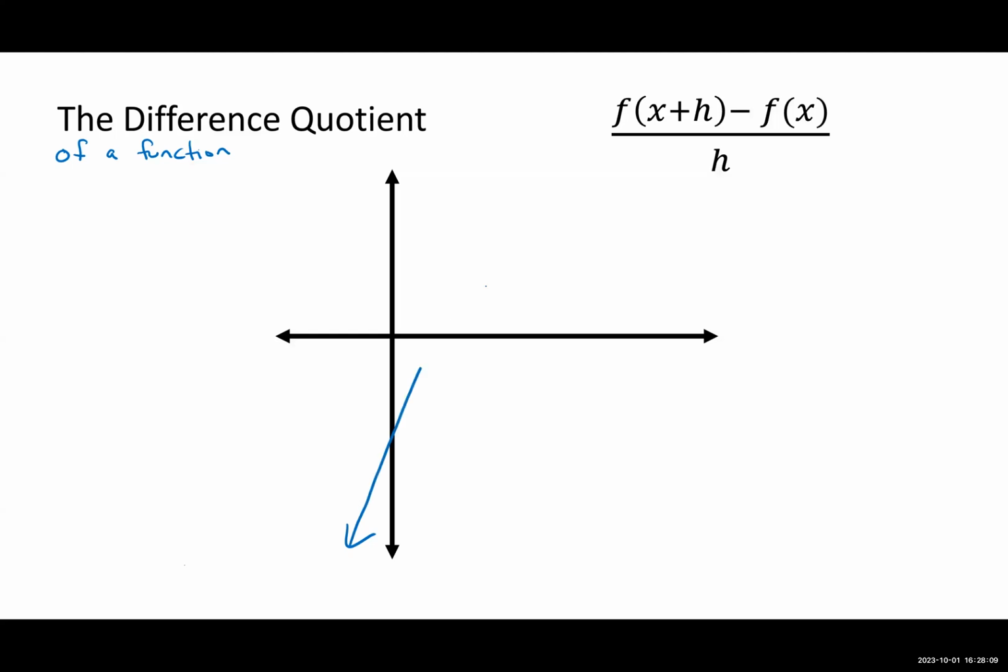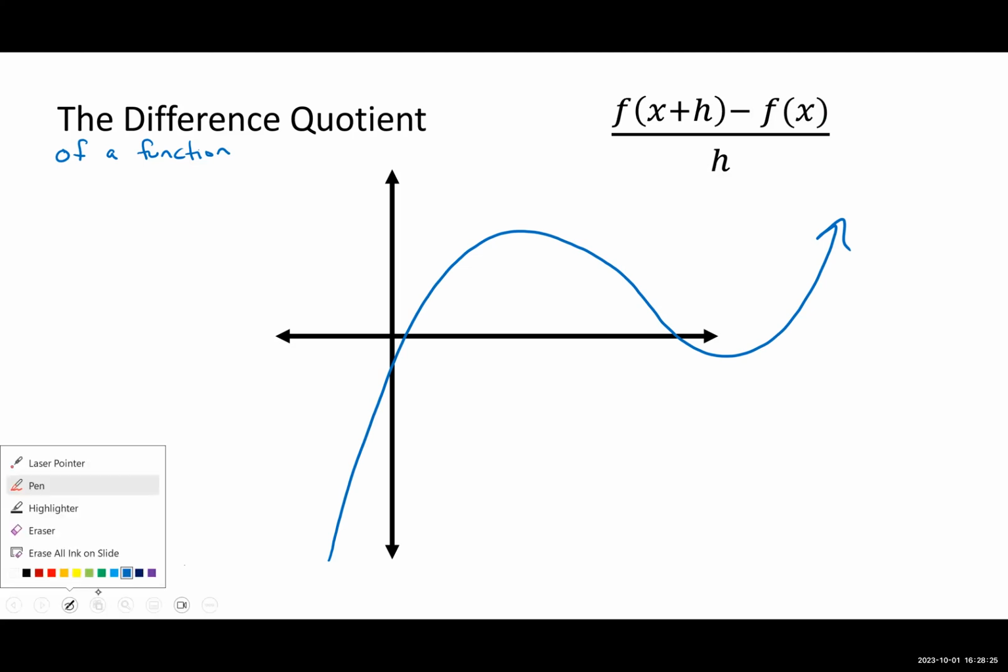The difference quotient. Not happy with that one. Let's do something like that. The difference quotient is a function that tells you the slope of what's called the secant line. And a secant line, don't make this more complicated than it needs to be. A secant line is any line that crosses your graph twice.